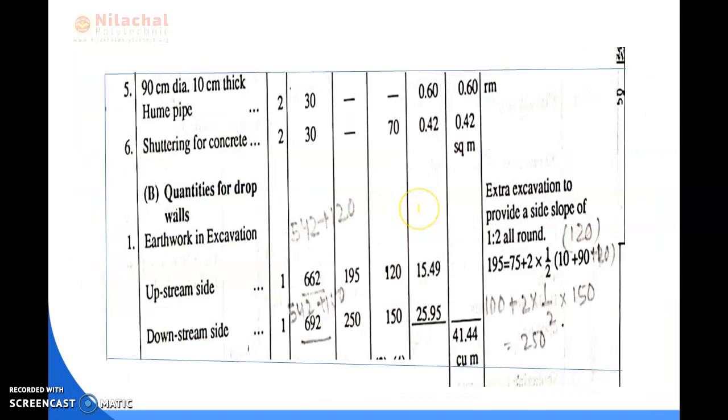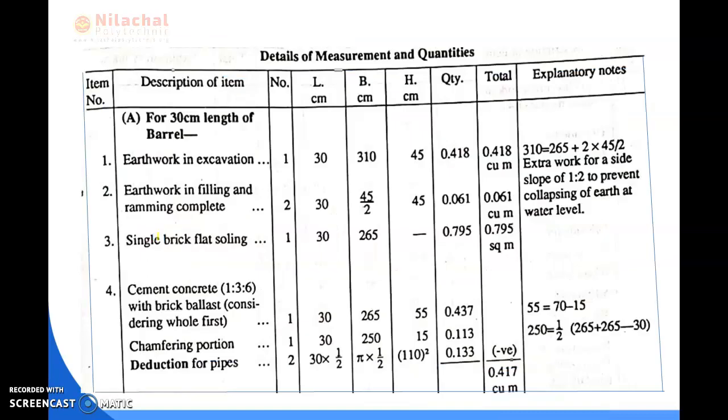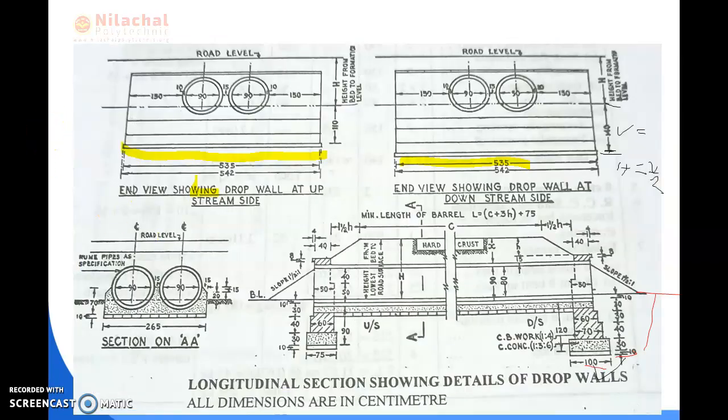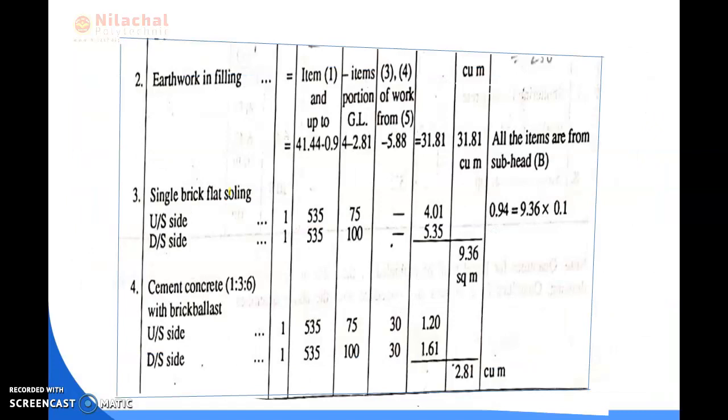So first of all, write down the upstream side value. How much is it? 535 is provided here, but the actual value of the single brick flat soling is 542. Here, by mistake, the value is printed wrongly. Actually the single brick flat soling value is 542, for the upstream side and the downstream side also.